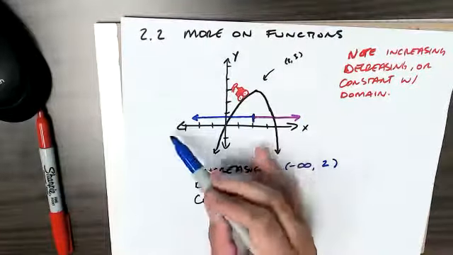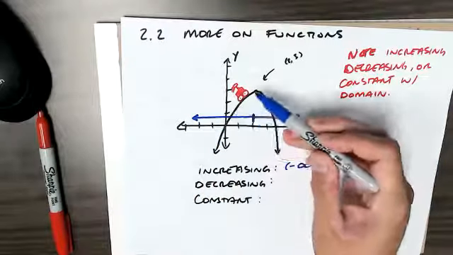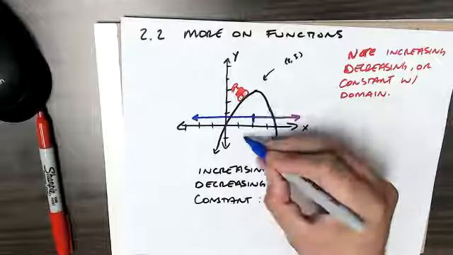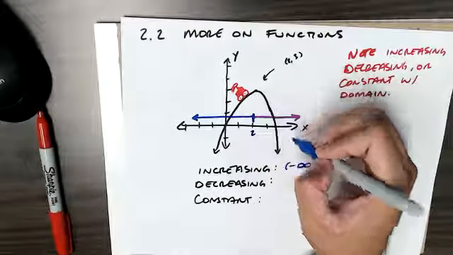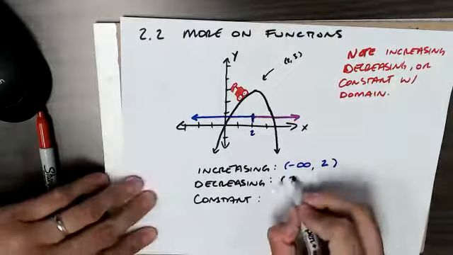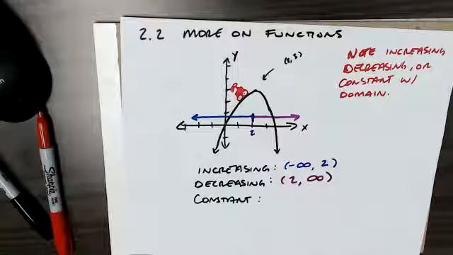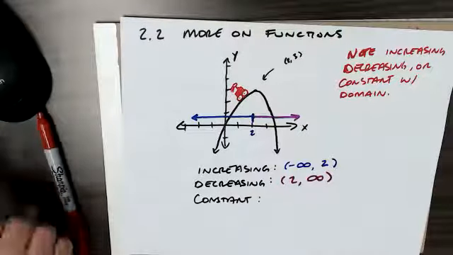So we're increasing forever to the left. Look, we're going up, up, up, up. And then at 2, right here at 2, we switch. We go forever down. So now I'm going to use a purple. 2 to infinity, okay? It switches.